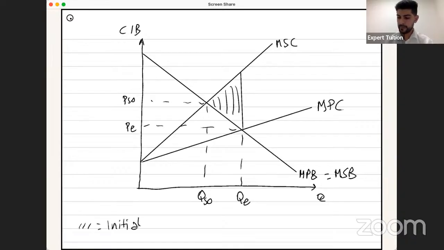Okay, right. Cool, let's chat. So this is what the externality looks like, yeah?